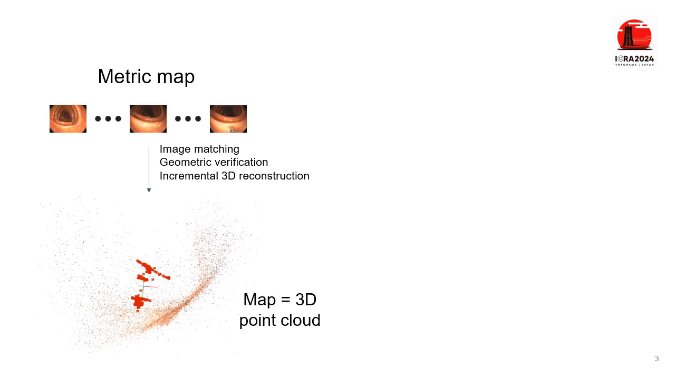There are two different approaches to obtain maps from a sequence. The first one is to obtain a metric map, running several steps like image matching, geometric verification, and incremental 3D reconstruction. The outcome of this approach is a 3D point cloud that encodes the 3D position of the elements observed in the scene and the camera position relative to them. This is the approach used by typical SLAM or structure from motion algorithms.